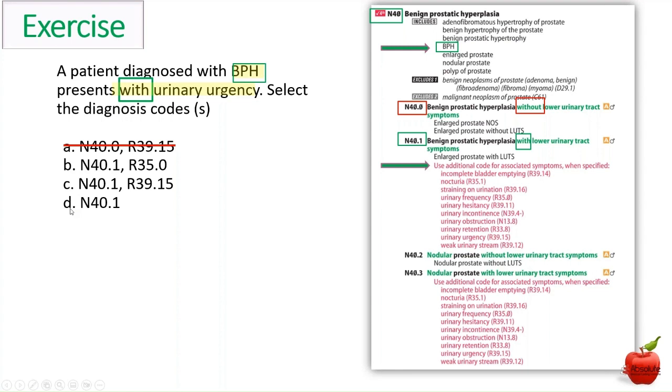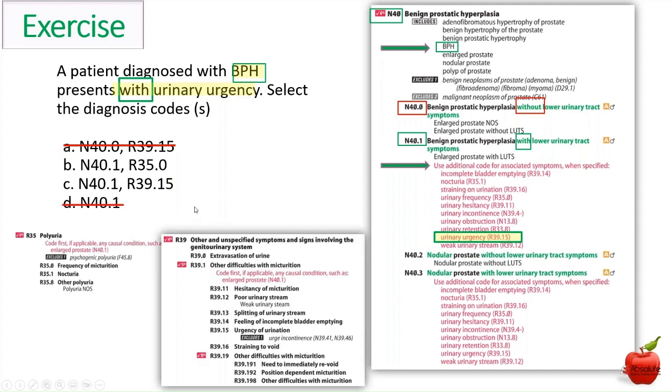Now we know that D would not be an answer because they don't just have BPH, but they have symptoms, and we've got to say what those symptoms are. We've got a code for the additional symptoms, and it's telling us, if they have urinary urgency, you're going to use R39.15 along with the N40.1. And so, therefore, we would eliminate D.